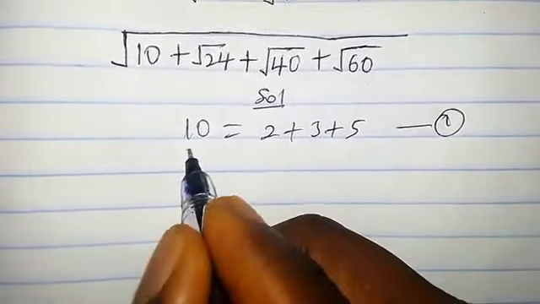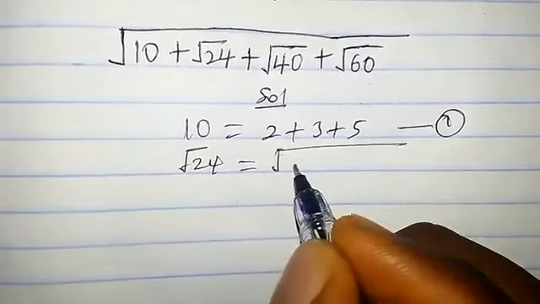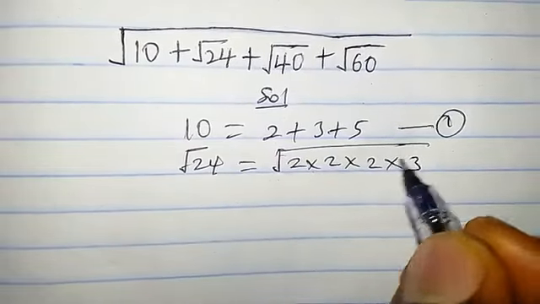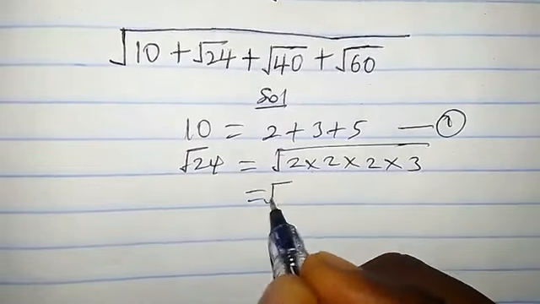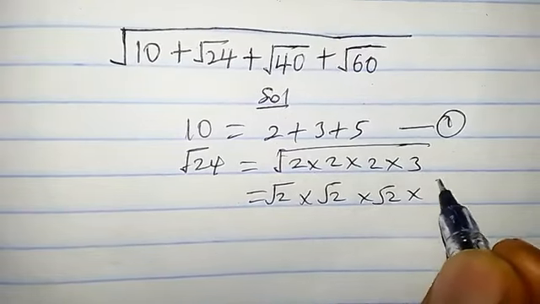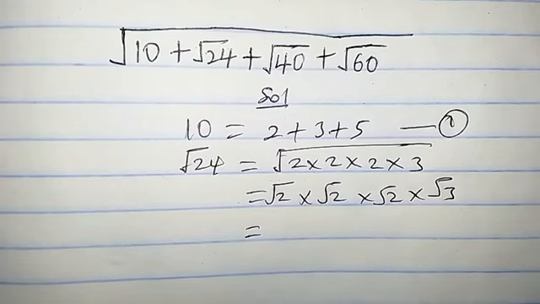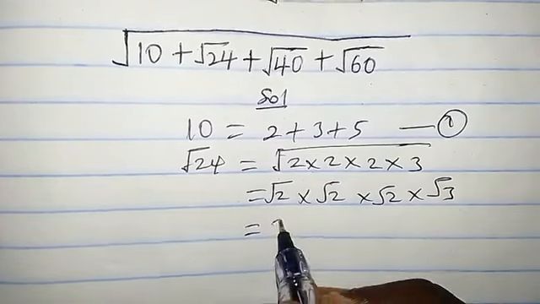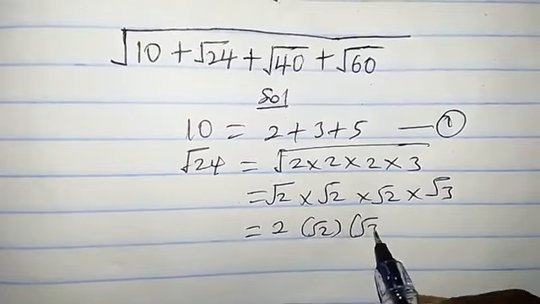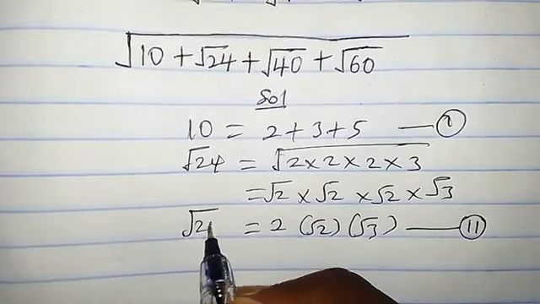Now square root of 24. So this equals, we can write it as 2 times 2 times 2 times 3, which can also be written as square root of 2 times square root of 2 times square root of 2 times square root of 3. So this equals square root of 2 times square root of 2, that is square root of 4. And square root of 4 is 2 times square root of 2 times square root of 3. So let's call this equation 2, which is square root of 24.